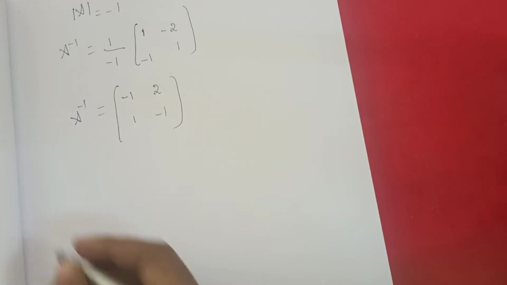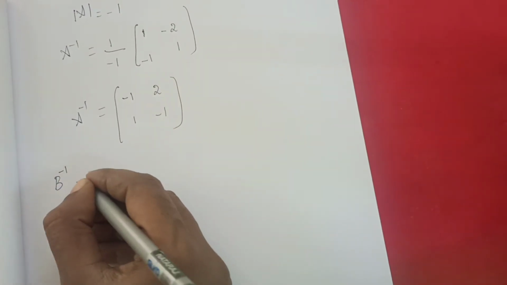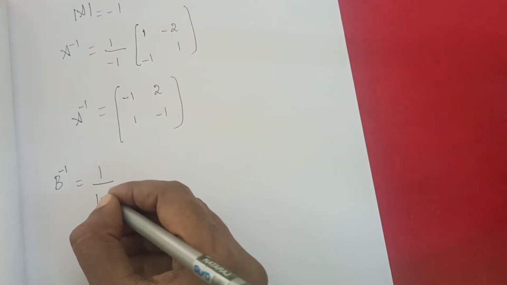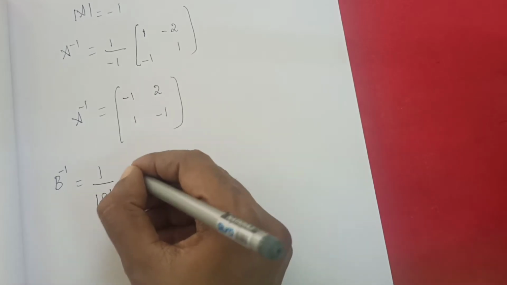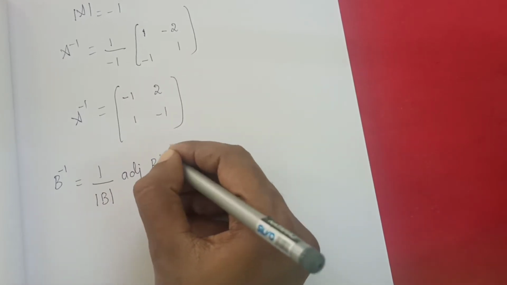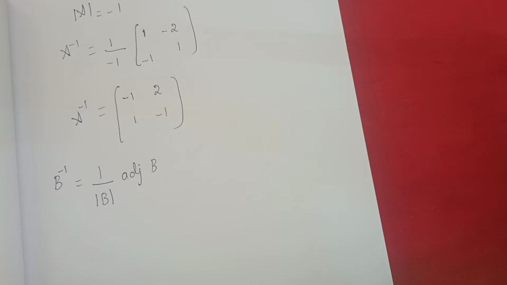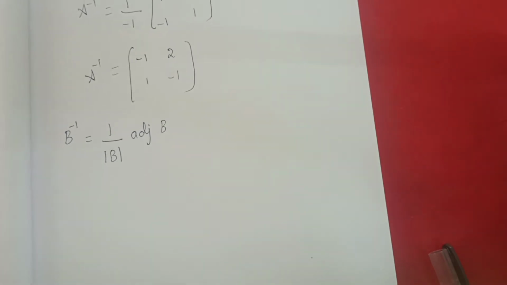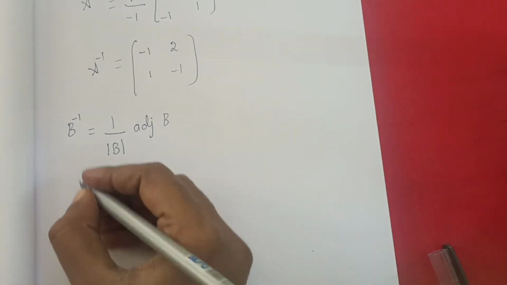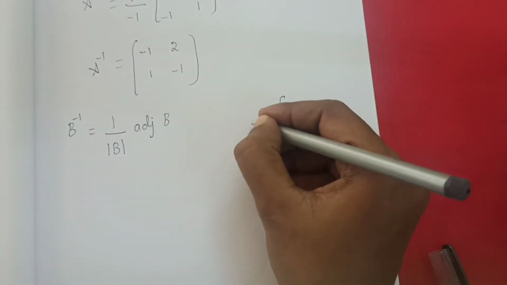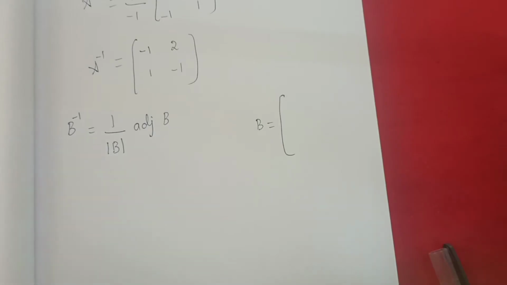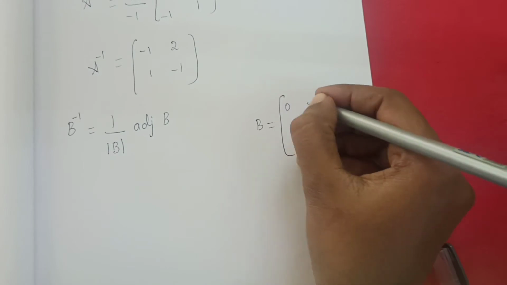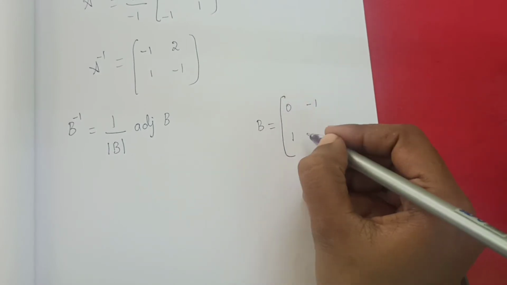Next, what you need to do? B inverse. Already we have learned the same procedure, but something that is B inverse, A inverse, AB the whole inverse. This is the only difference here, okay. So, here we need determinant B value. Already we have found out determinant B value. Only we need to find adj B. So, what's the B matrix? I am writing here for convenience: 0, minus 1, 1, 2.